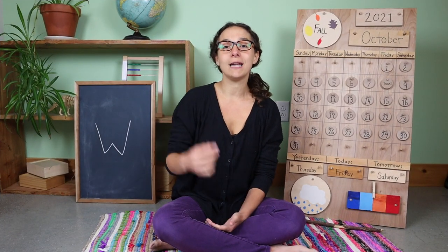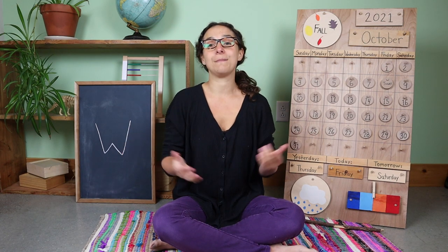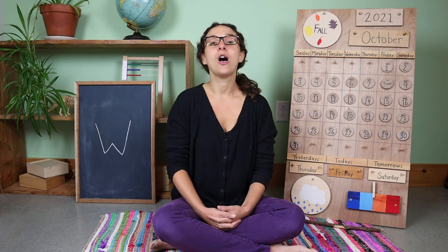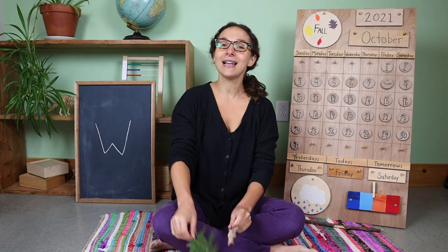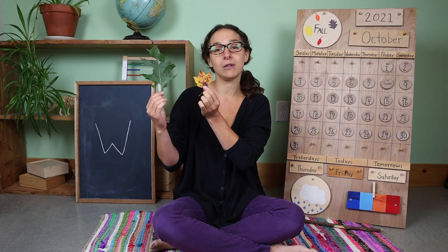For the past 2 weeks, we've been talking a lot about what happens when the season changes from summer to autumn. There have been many discussions about leaves changing color and falling to the ground once they stop making chlorophyll. These are called deciduous trees, and they look like this. I have an oak leaf and a maple leaf.